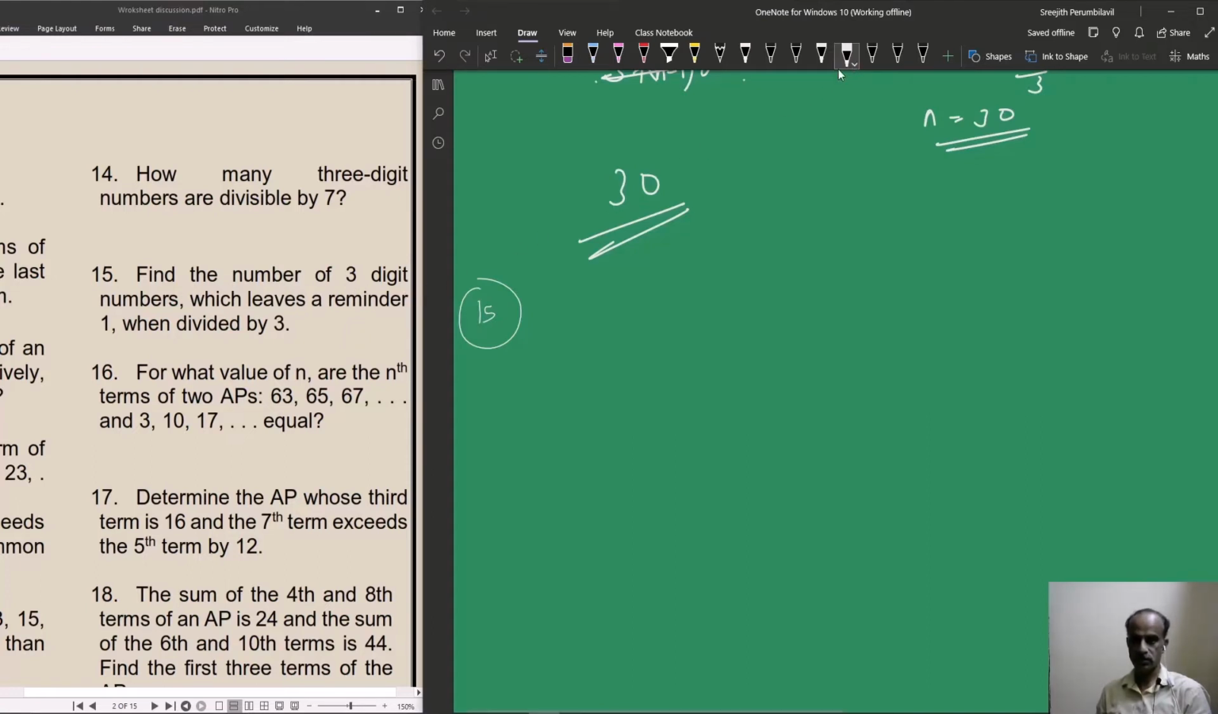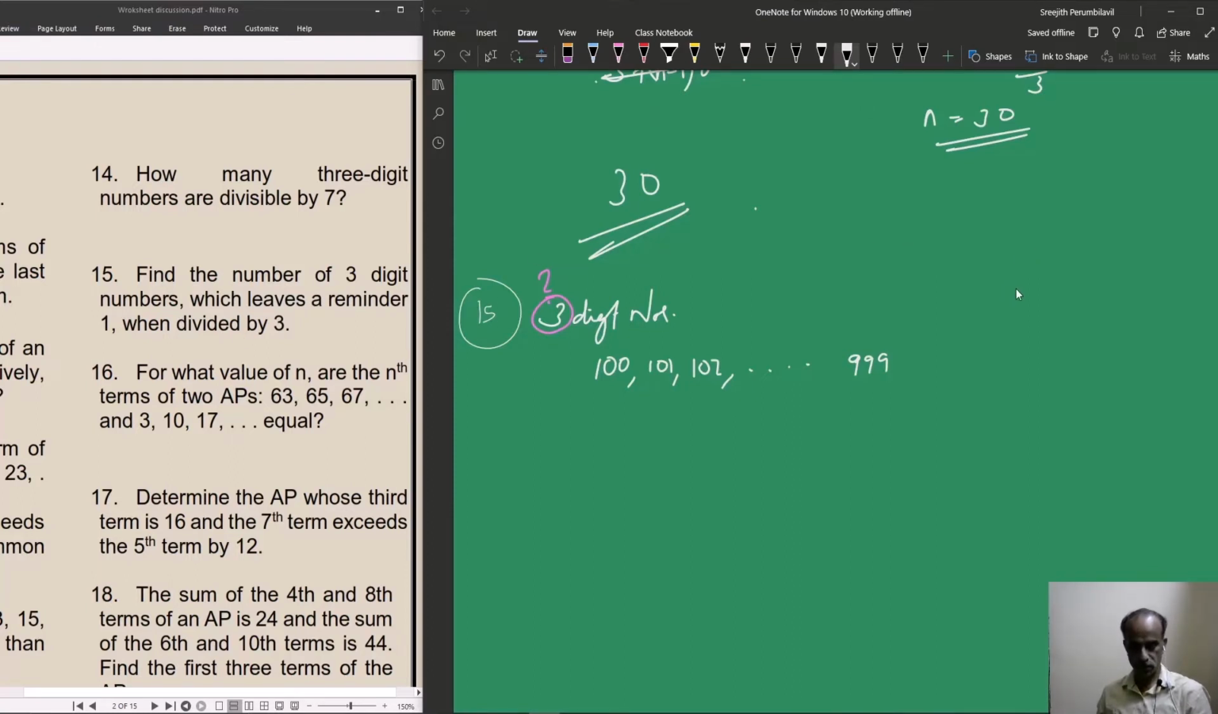So the question talks about 3-digit numbers. Which are the 3-digit numbers? The smallest one is 100, 101, 102, etc. The largest 3-digit number is 999. We don't need all the 3-digit numbers. How many 3-digit numbers are there? Find the number of 3-digit numbers which leave a remainder 1 when divided by 3.